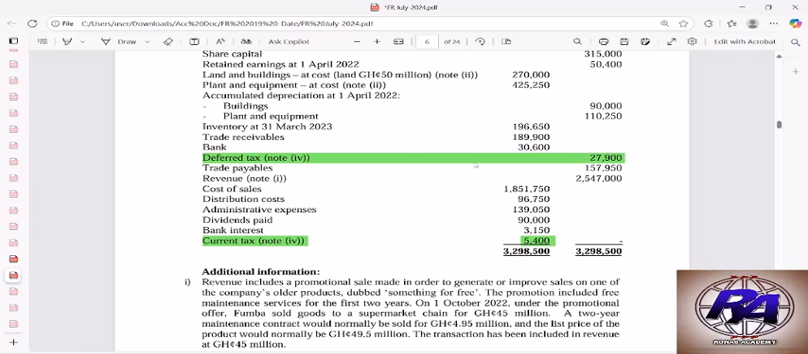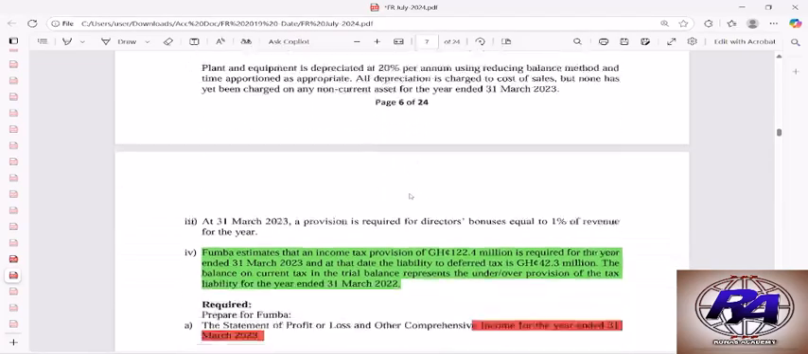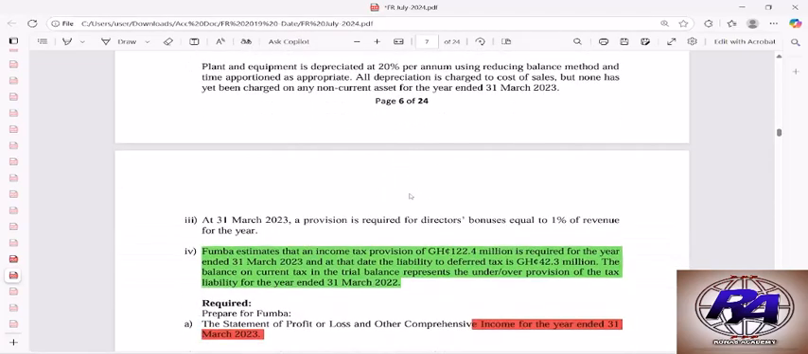So the deferred tax in your trial balance is always your opening deferred tax. Take note of that. Now, for what you have been given in the question, you have to ask yourself: is it deferred tax for the period or is it closing deferred tax? You always have to ask yourself that.